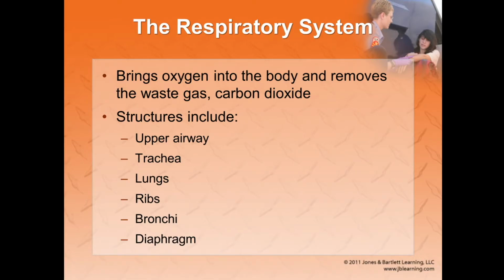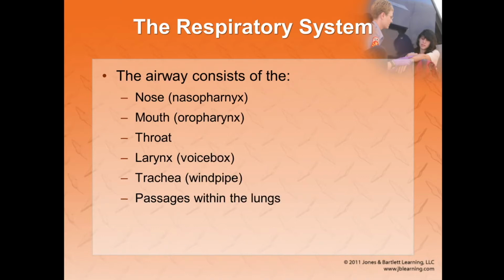Another important system of the human body is the respiratory system. The purpose of the respiratory system is to bring oxygen into the body and remove the waste gas, which is also known as carbon dioxide. Structures included in the respiratory system are as follows. You have your upper airway, which constitutes your nose and mouth. Then you have your trachea, lungs, ribs, bronchi, and diaphragm. We'll talk about those more closely in the next coming slides.